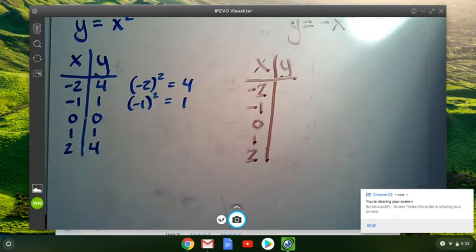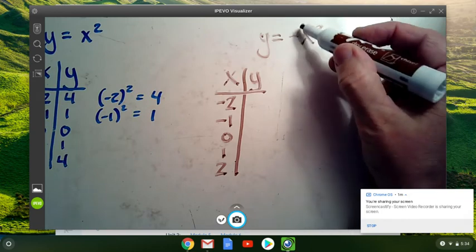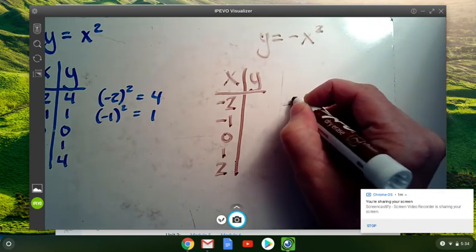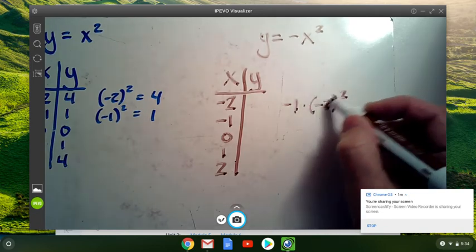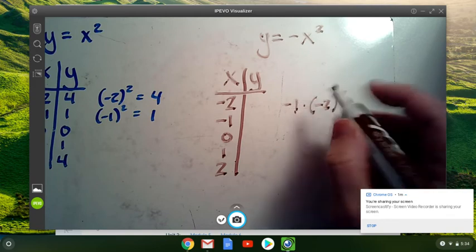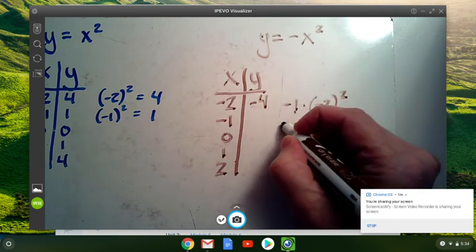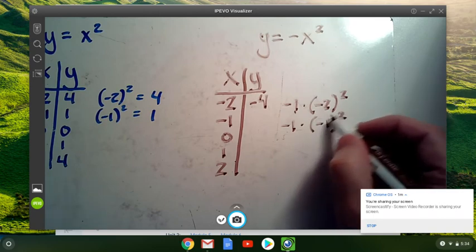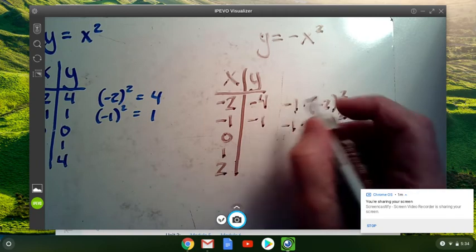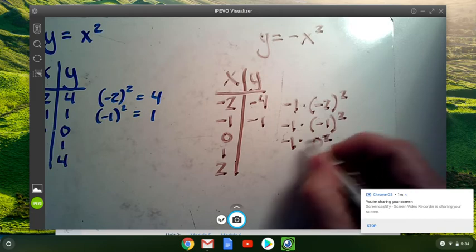Now, if we go through that same process over here, order of operations, remember this is a negative 1 right here. So it's negative 1 times negative 2 squared. So negative 2 squared is 4, and 4 times negative 1 is negative 4. Negative 1 times, this one we'll plug in negative 1 squared. Square it, becomes positive 1 times negative 1 is negative 1. Negative 1 times 0 squared, we'll check that one. 0 squared is 0 times negative 1, 0.